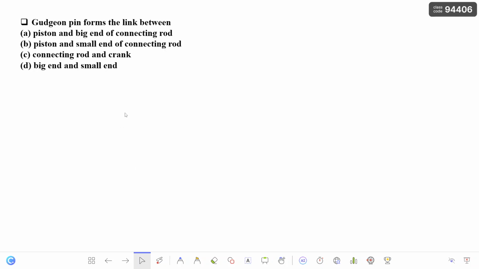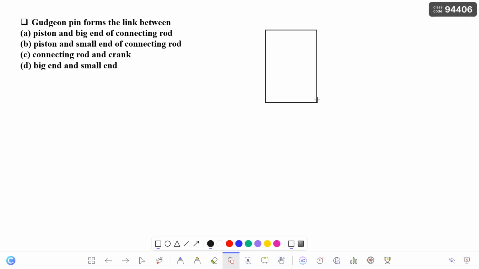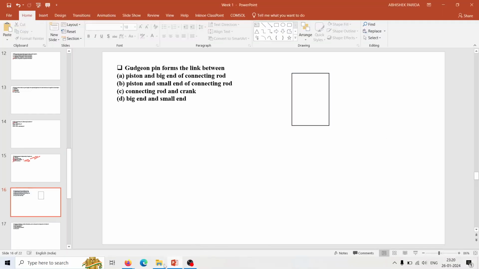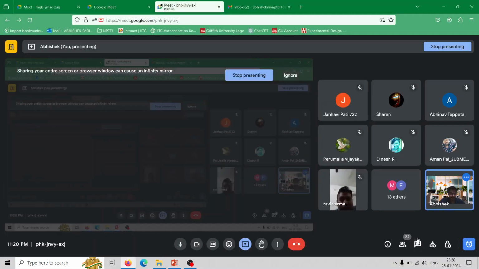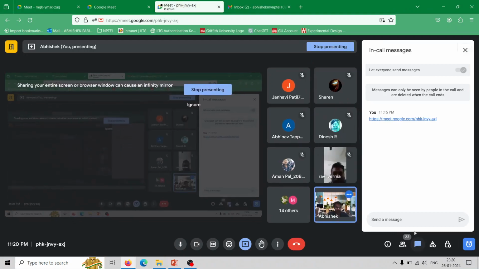The question that we were handling was: the gudgeon pin forms the link between the piston at the big end of the connecting rod, piston at the small end of the connecting rod, and the crank, big end at the small end. If someone wants to try it, they can try. Option B, sir. Option A. Okay, so there is some confusion. Somebody has given a chat message. I cannot see it, so I will look into it.